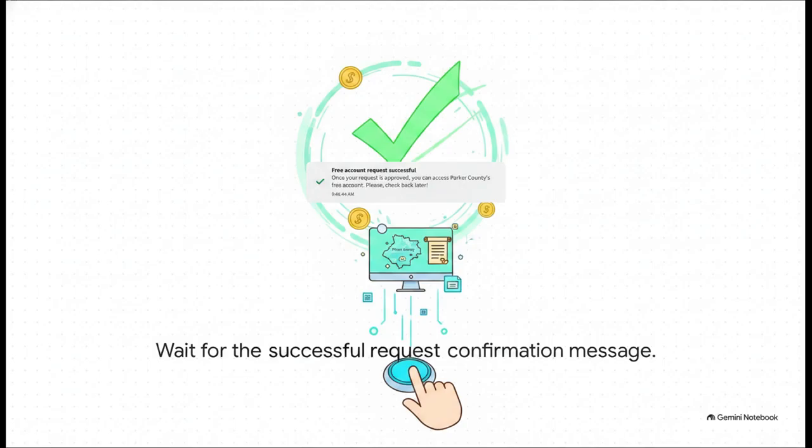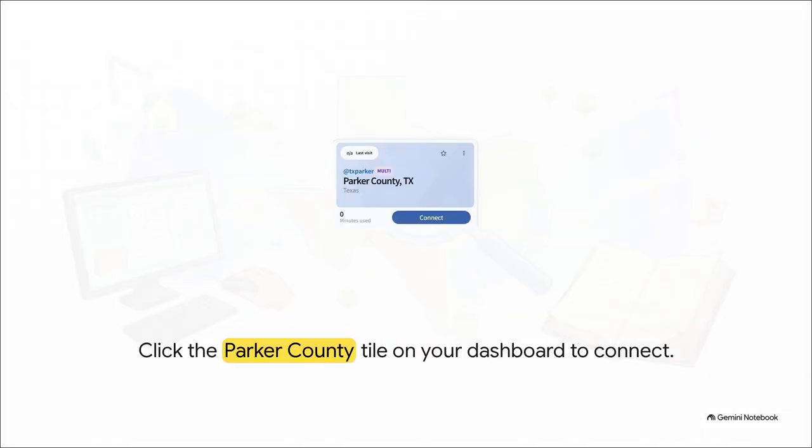The system actually approves these requests automatically, but you really want to see that exact check mark so you know your free access is locked in without a credit card. Finally, just refresh your browser. You'll see a Parker County TX tile pop up on your main dashboard.